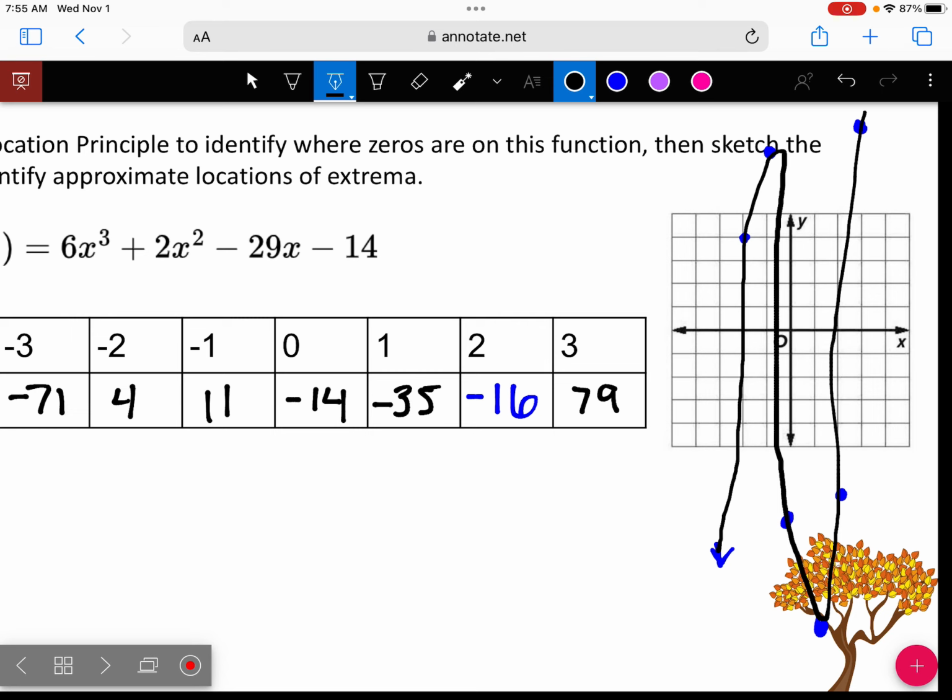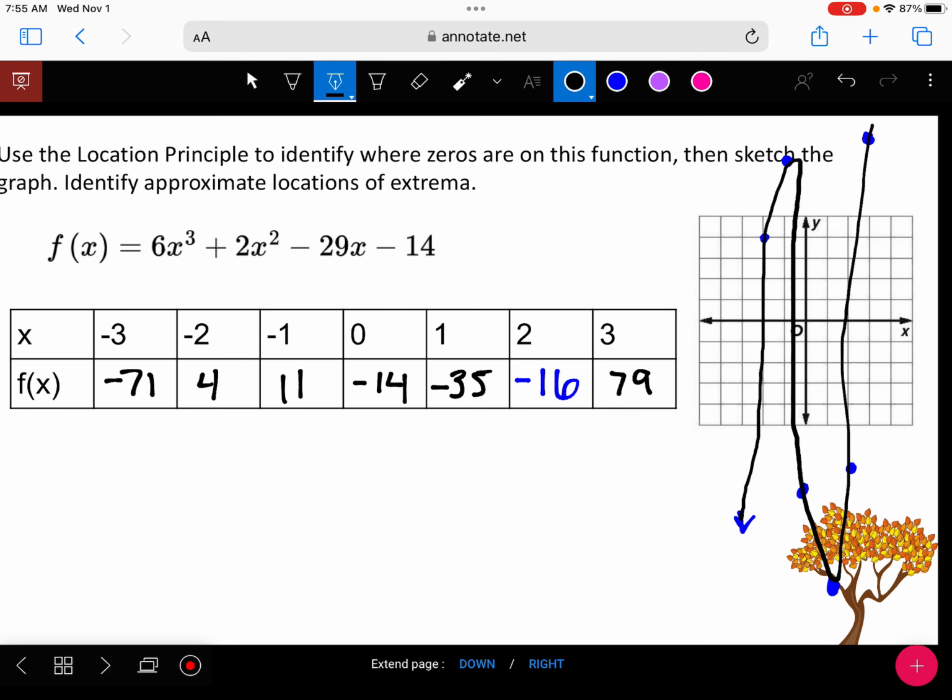But what we're really looking at here is our tables, to see if we can figure out where our zeros are. That's really what we want to see. Using our table, where do we have zeros? Where do we have solutions? It's where it changes from positive to negative or negative to positive. So look at our y values. Where does it change from negative to positive?